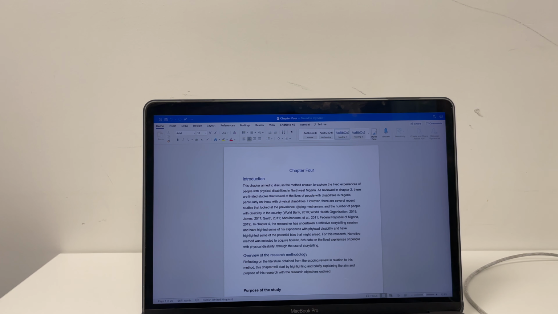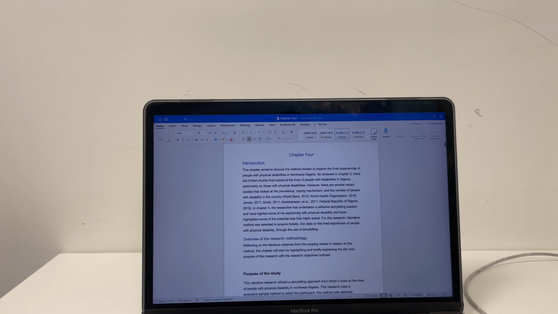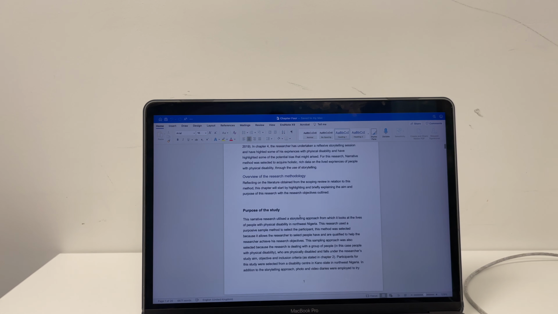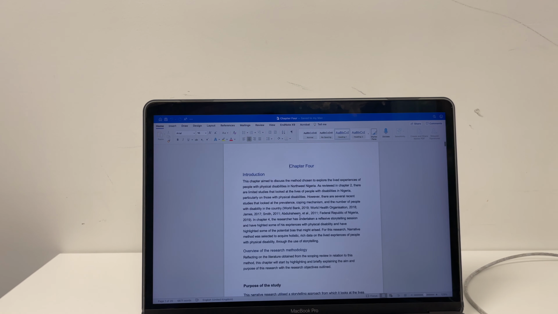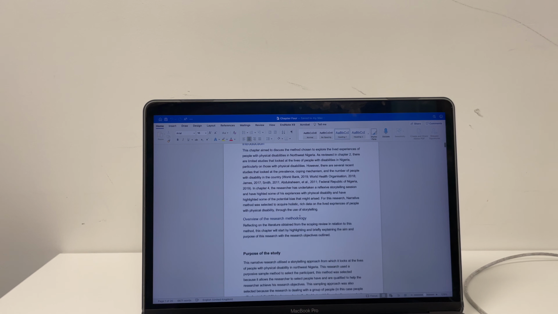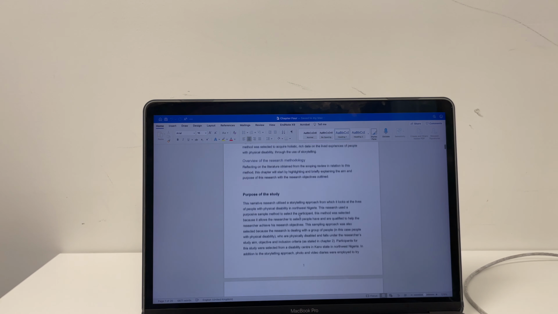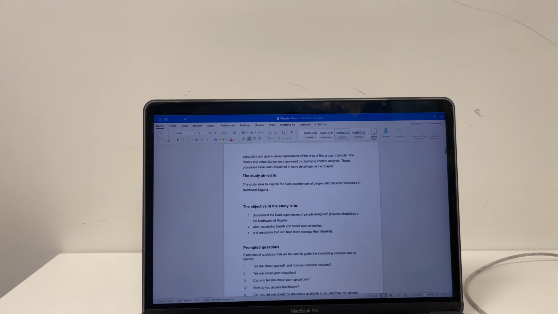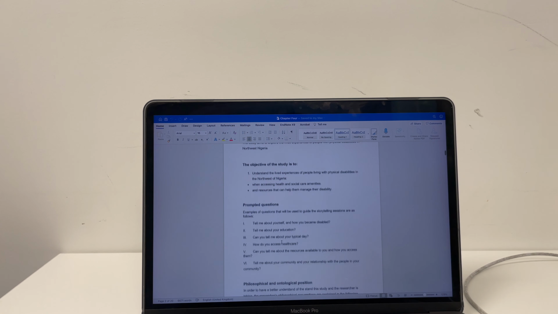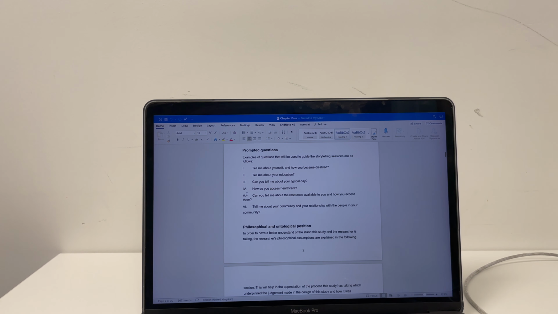So this is what I have done so far, what I have written. This is going to be the first draft for my methodology. I have written a little bit of introduction, the overview of the research methodology, and something about the purpose of the research, and here is my aim, my objectives, and my prompt. Even though it is going to be a storytelling session whereby participants are going to just tell their stories without interruption, I will be using the prompted question to make sure that they stay on topic and they don't start telling me something that is not relevant.